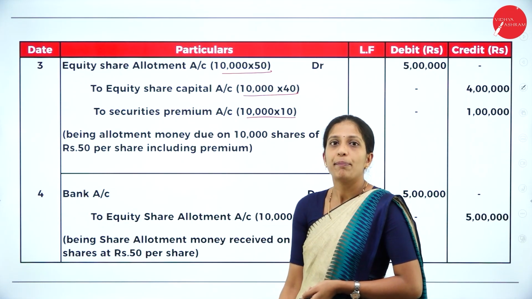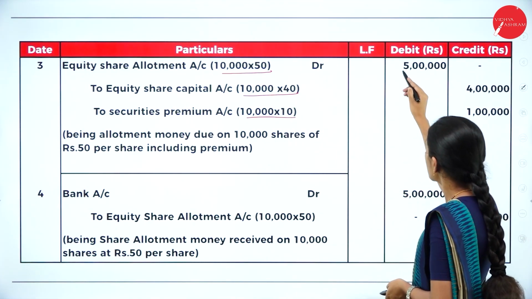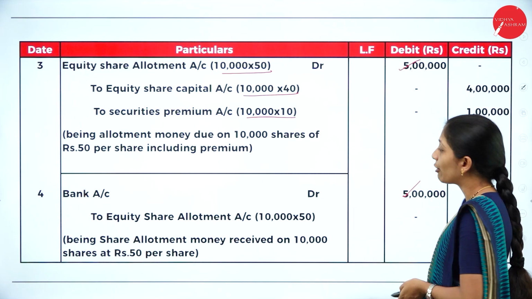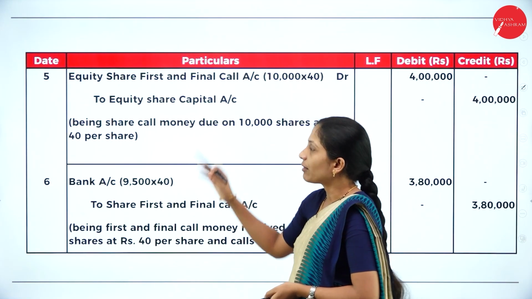Next, receive entry, bank account debit to equity share allotment account. So receive entry is this 5 lakh because we have received including premium. So hope you are clear about 4 entries. Now coming to the 5th one.